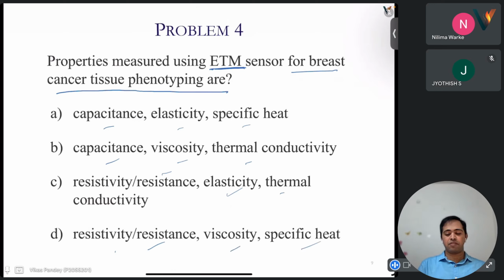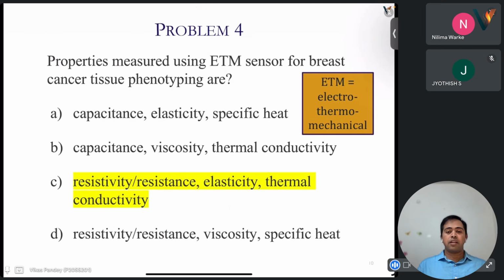In fact, in the name itself, if you see, because we have discussed earlier also, there are three things we are seeing: resistance or resistivity, the second one is elasticity, and elasticity is the mechanical property. Resistance or resistivity is the electrical property, and the thermal property is the thermal conductivity of the tissue. And in fact, if you remember the name, it is electrothermomechanical sensor. So there itself, it gives the answer. Okay.